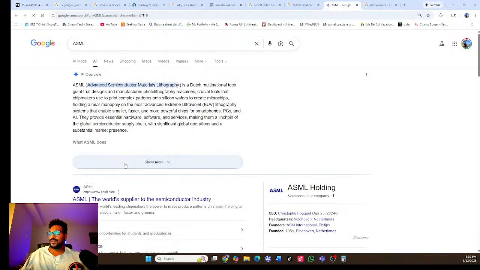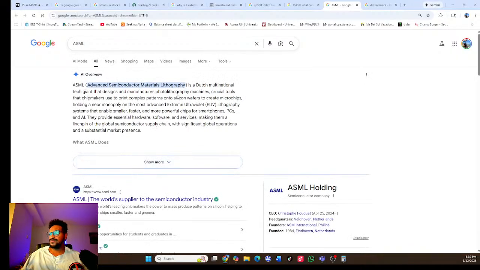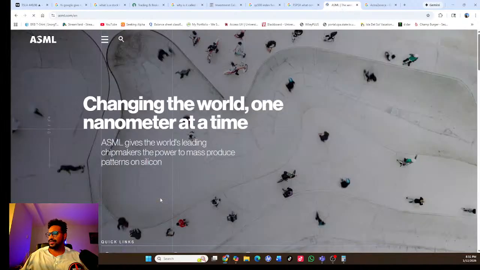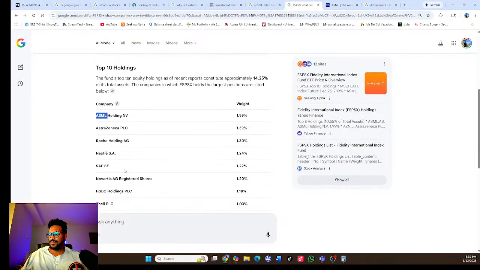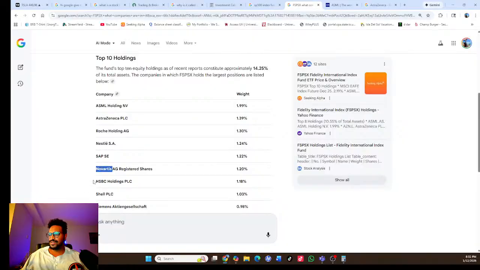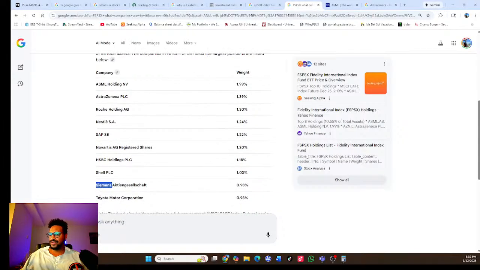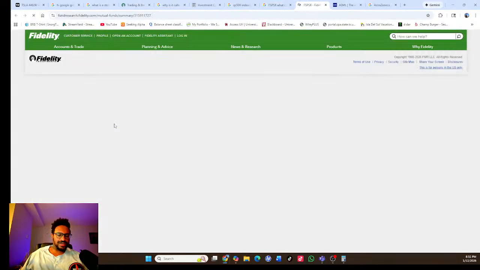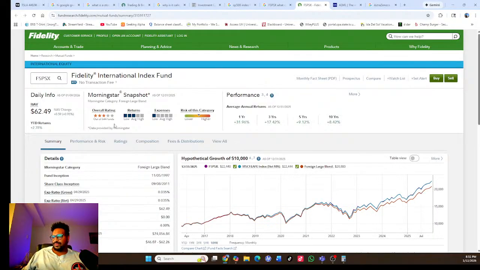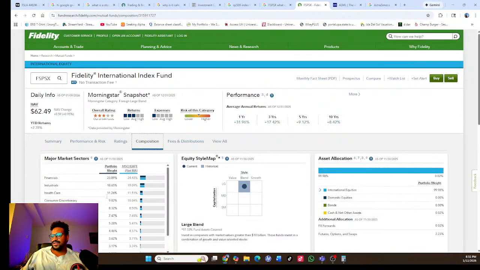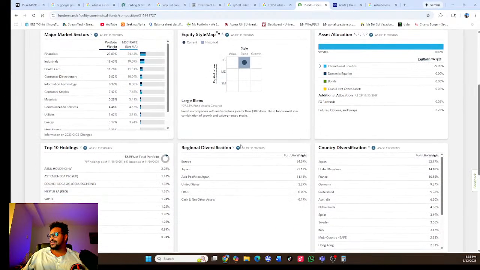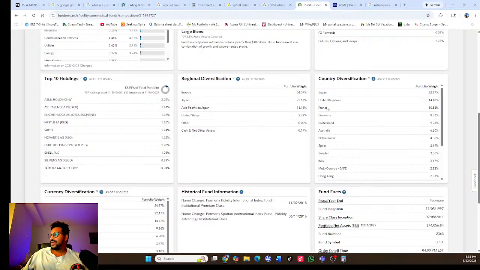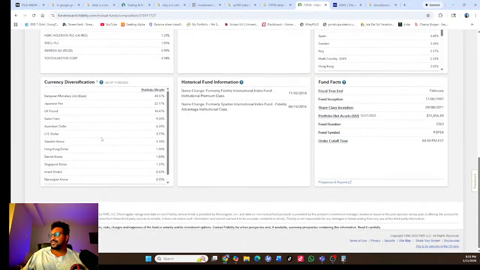ASML is a Dutch company that designs photography machines for chip makers. So they're semiconductor. Imagine you're owning all these companies. Nestle, we know about Nestle, Novartis, Shell, Siemens, Toyota. They own all kinds of stuff, right? You could even check the composition, and they tell you what industry it is and where the companies are: Japan, UK, France, Germany, Sweden. So you're owning all these companies.